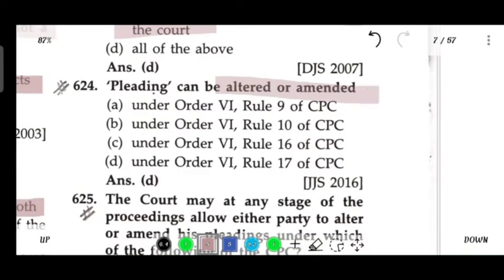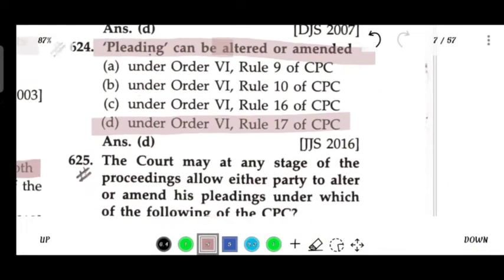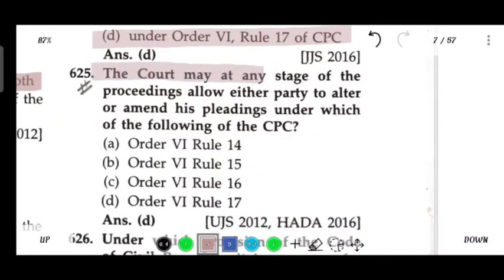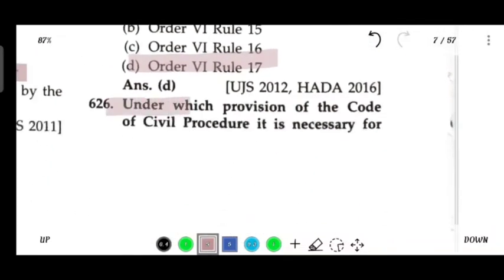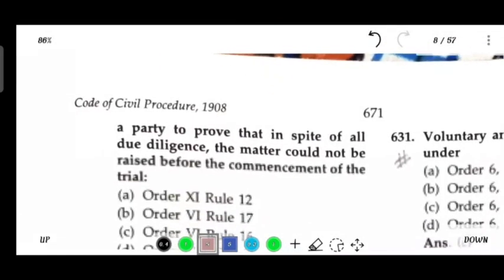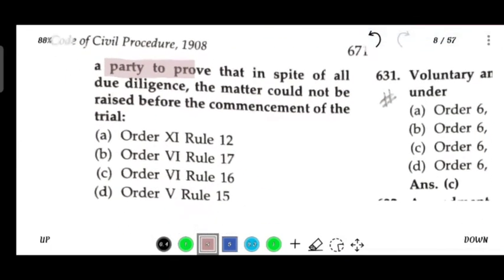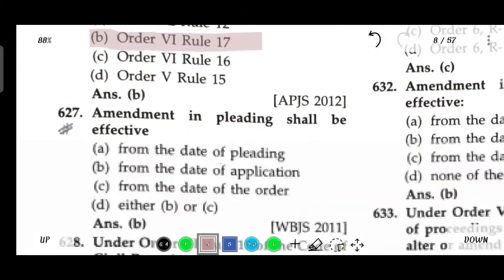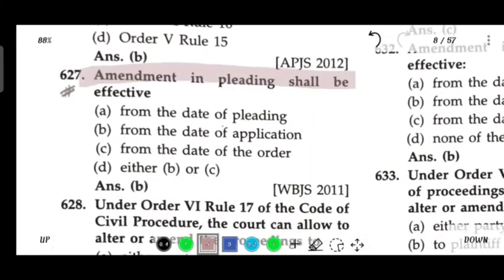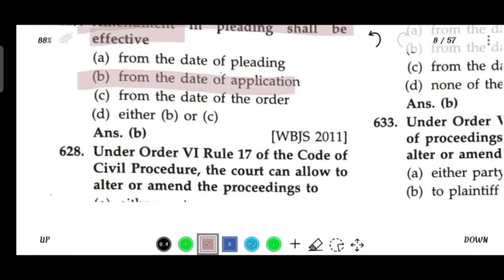Pleading can be altered or amended. Order 6, Rule 17. The court may at any stage of the proceedings allow either party to alter or amend his pleading under which of the following provisions of the CPC? Order 6, Rule 17. Under which provision of the Code of Civil Procedure is it necessary for a party to prove that in spite of all due diligence the matter could not be raised before the commencement of the trial? Order 6, Rule 17. An amendment in the pleading shall take effect from the date of the application.